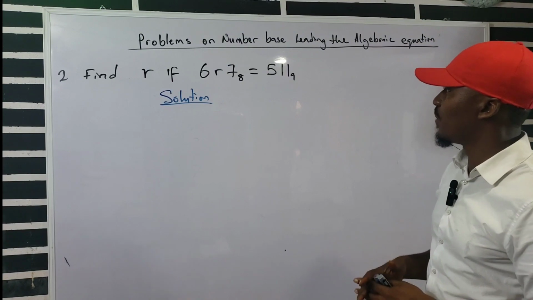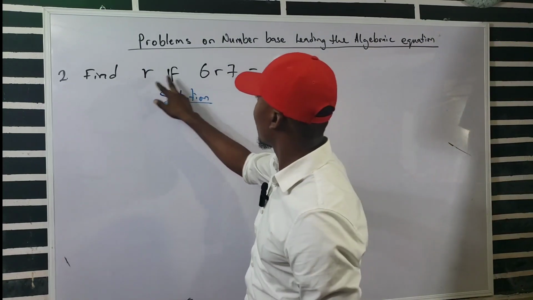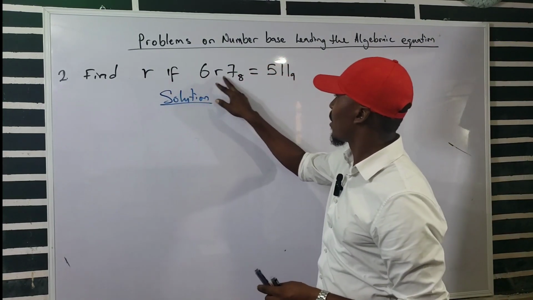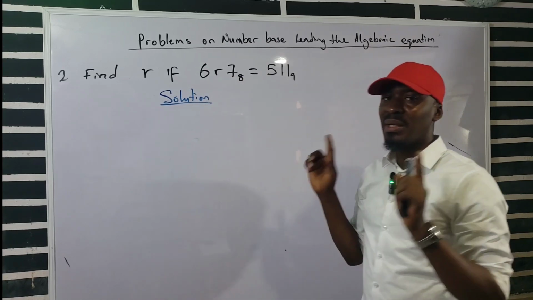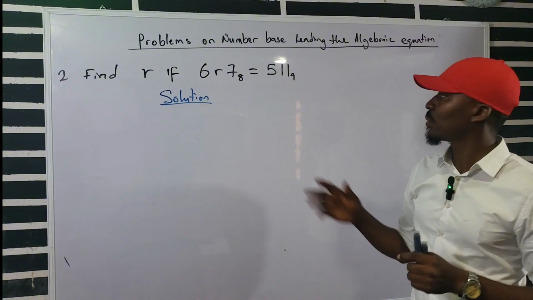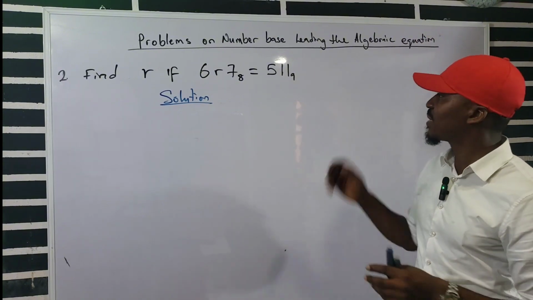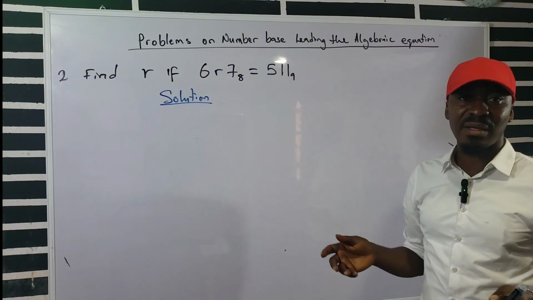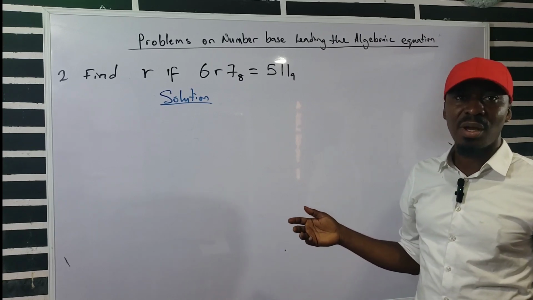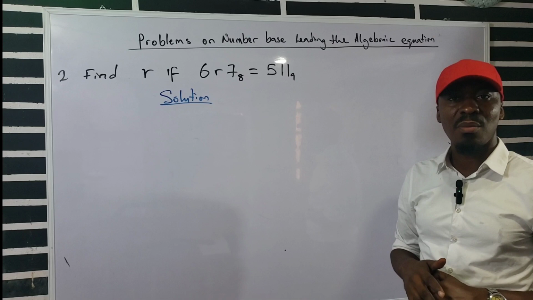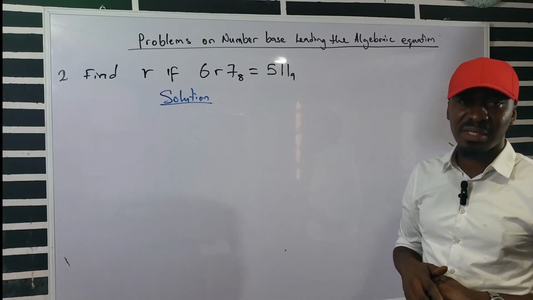So we have a problem. We are asked to find r if 6r7 base 8 is equal to 511 base 9. What I said in the previous example, you apply it here: convert the two numbers to base 10, then equate and solve for r. As simple as that. Okay, but remember, your r must be in base 8.